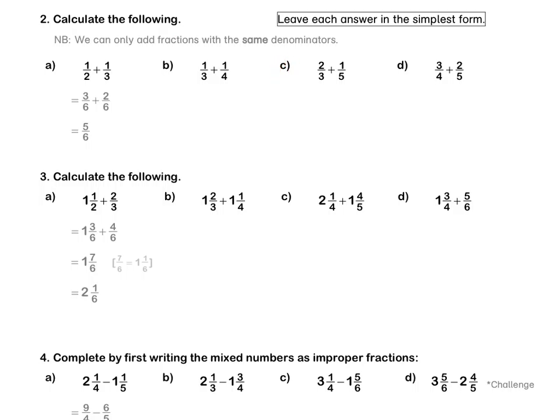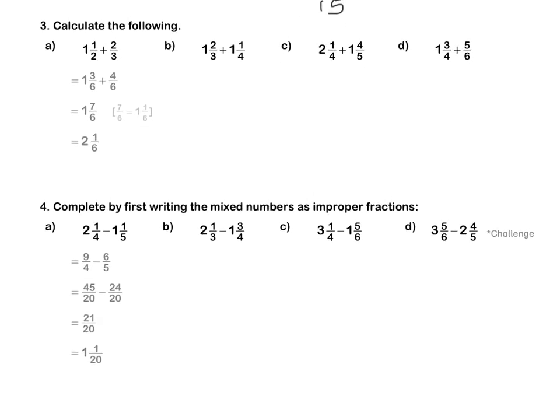Let's look at C and complete together. Our LCD of 3 and 5 is 15. Then I times by 5, and 2 times 5 is 10. Here I times by 3, and 1 times 3 is 3. Then I add up to get 13/15. Press pause to complete question 2 by yourself.